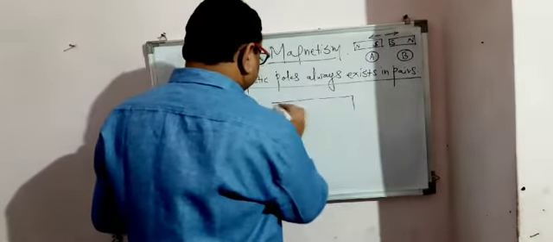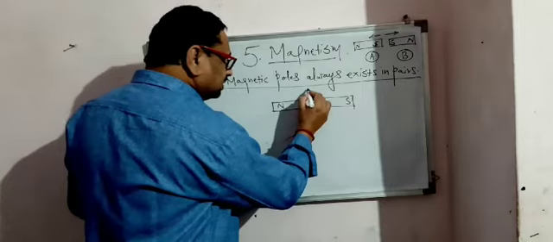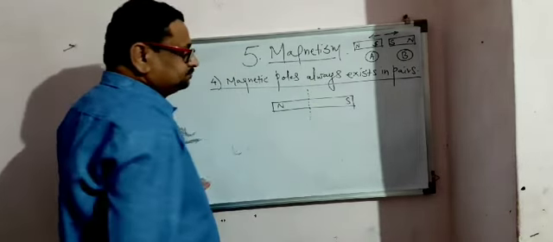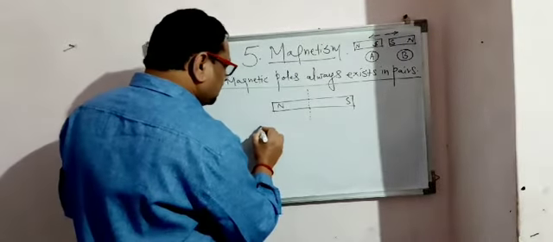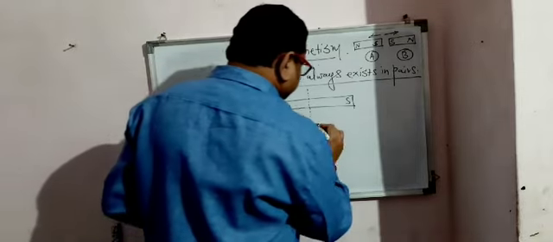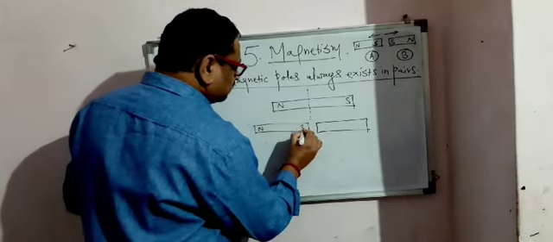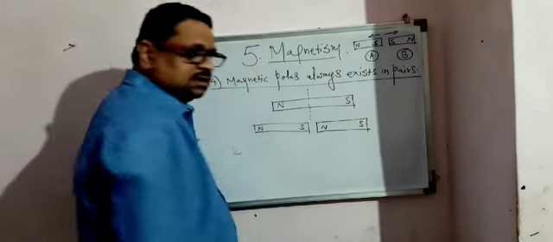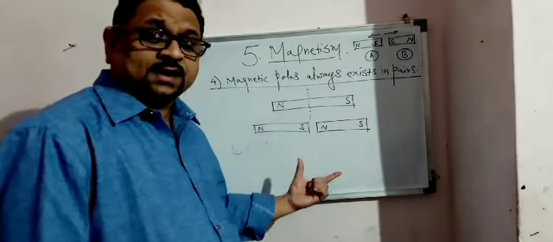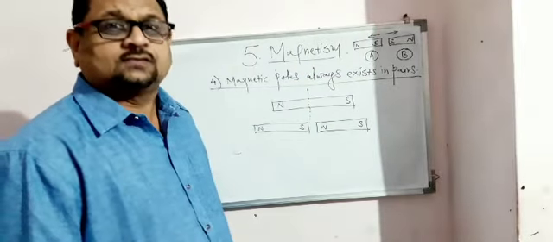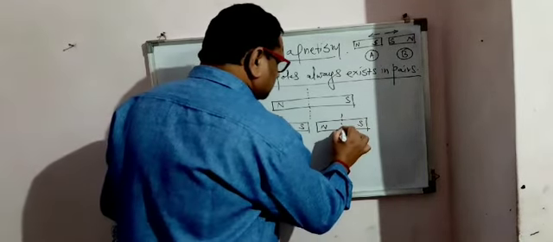Suppose I have taken one magnet with poles north and south. If in the middle it has been cut, and that one magnet has been divided into two parts, what will happen? These two parts will be like this: north, south, like this. One magnet has been divided into two magnets. Again, let us see, two magnets are divided into four magnets. What will happen?